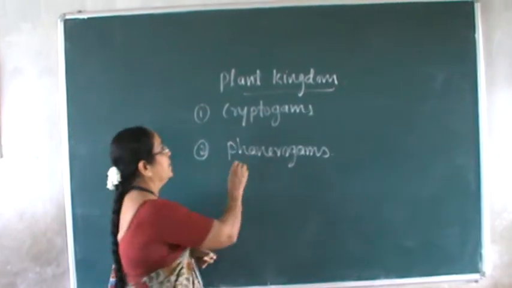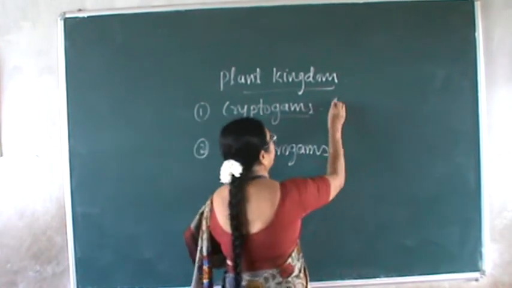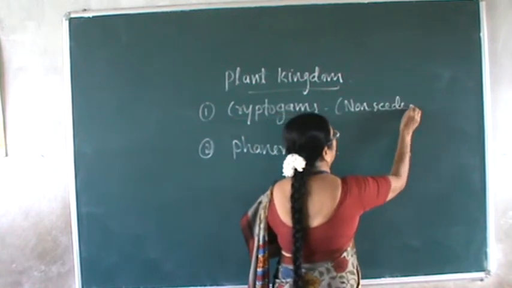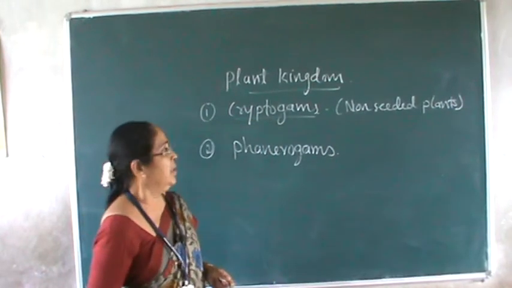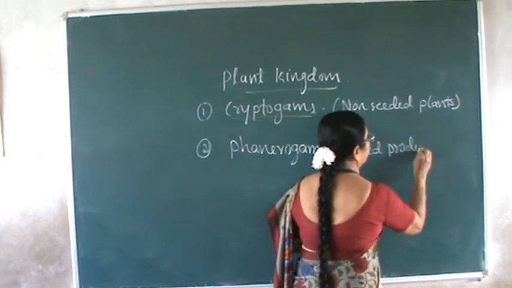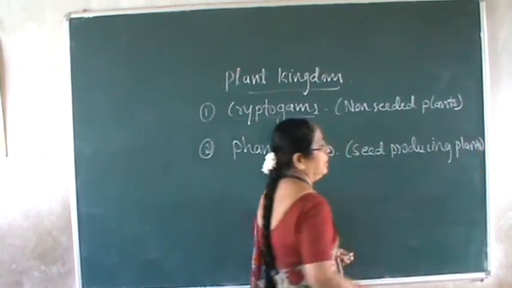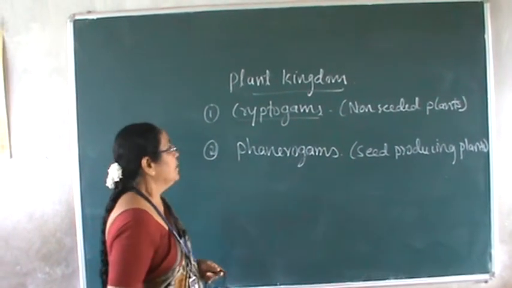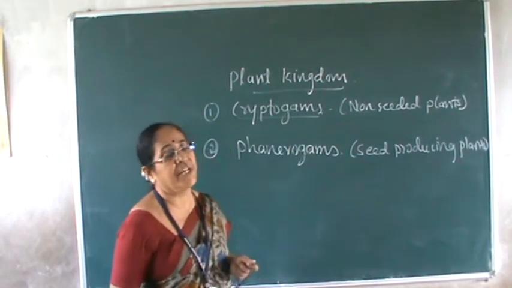The cryptogams are non-seeded plants, means they never produce seeds, whereas the phanerogams are seed producing plants. The cryptogams are the plants which never produce seeds in their life cycle, whereas the phanerogams definitely produce the seed as a product of the process of fertilization.